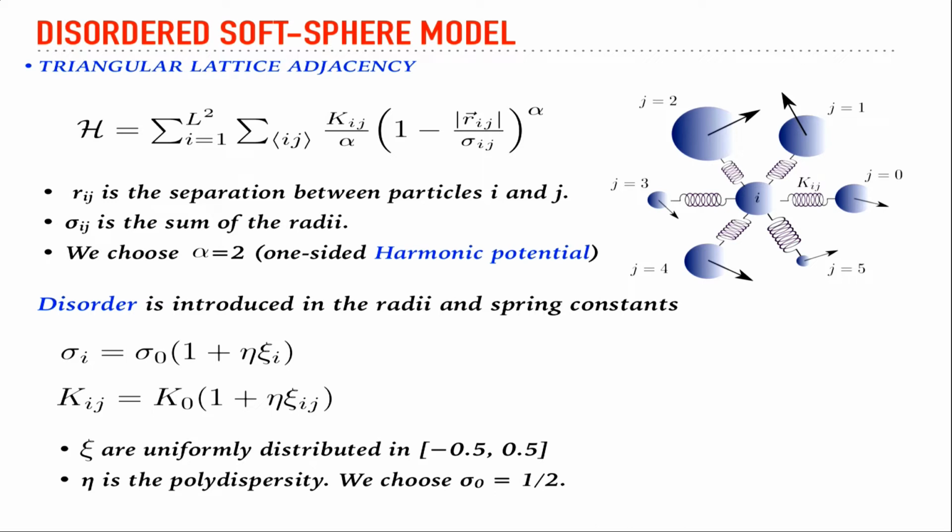In this case, the particles can have some disorder variable introduced into the sizes. So this zeta i represents some disorder in the particle sizes. Sigma naught is the original radius. So when zeta i is all 0, then they're all the same size particles. Similarly, you can have some disorder in the spring constants. I'll focus mainly on this polydispersity, as it's known, changes in the particle sizes and diameters. And this model has actually been studied quite a lot, which is why I'm focusing on that.